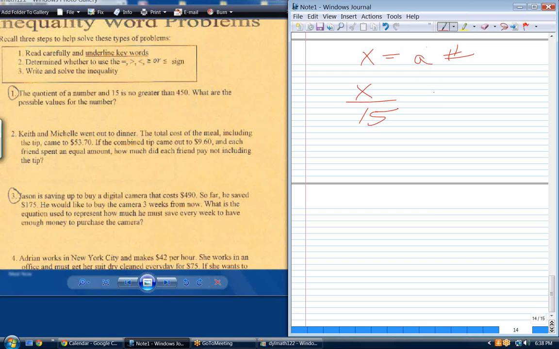Less than? Can it be 450? Yeah, it can. So less than or equal to. There you go. So now what? 450 divided by 15, or times 15. Times 15. Now how are we going to do that quick? Well, 450 times 10 is 4,500, plus half of 4,500. So that must be 6,750. Yeah, 6,750.